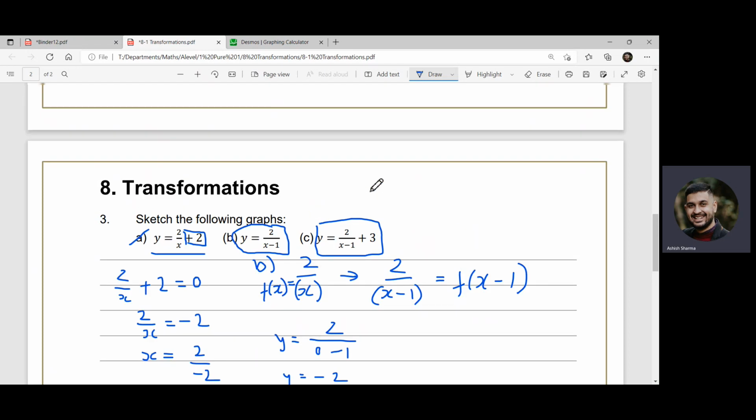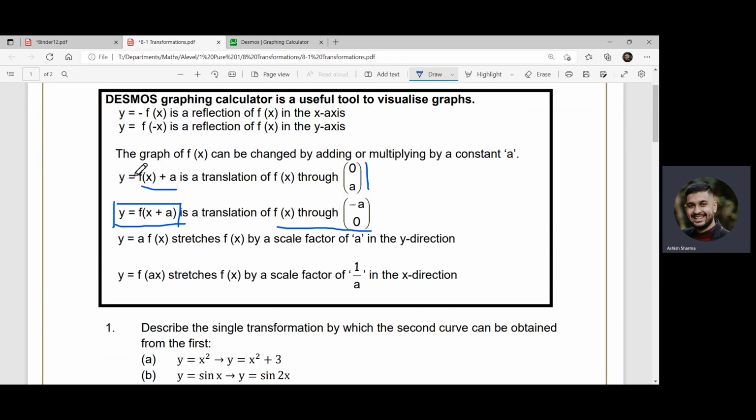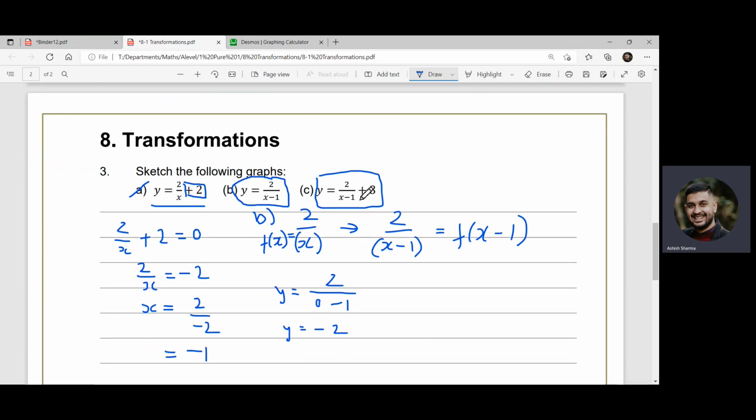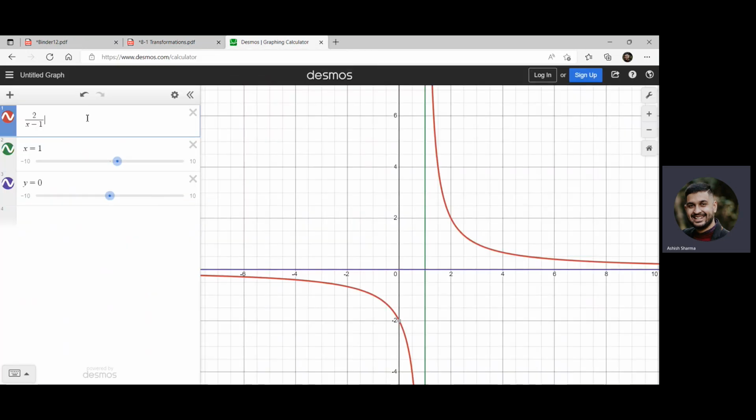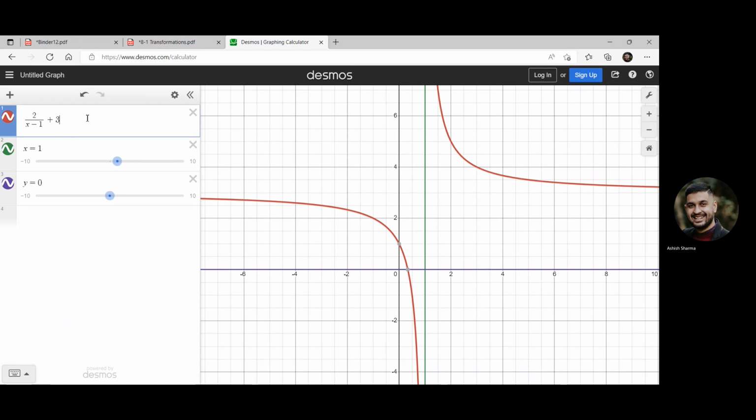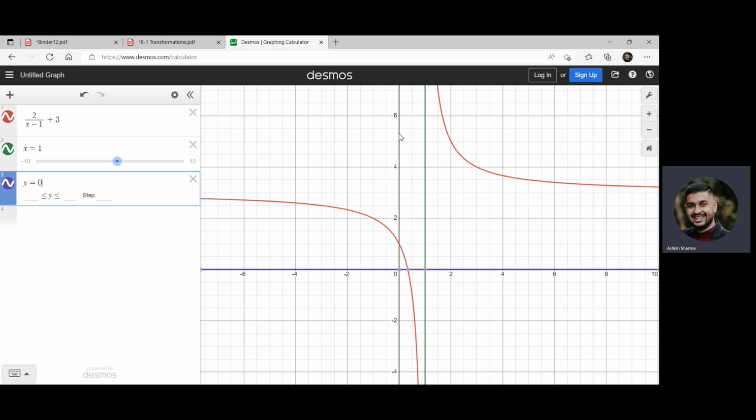And again, if I'm adding a number to the outside of a function, we have to go back to this. We've got another translation, in this case because I'm adding 3 to the outside of it, it's 0, 3. So this whole graph, 2 over x minus 1, is going to go up by 3. Because it goes up by 3, what changes are we going to get? Well, the vertical asymptote x equals 1 stays there, but because the graph has been translated up by 3, the horizontal asymptote will no longer be y equals 0, it'll be y equals 3.